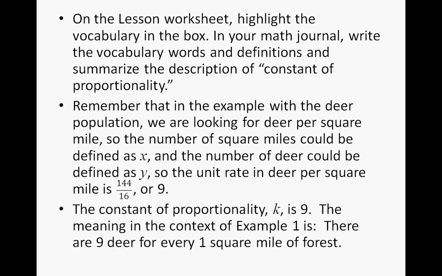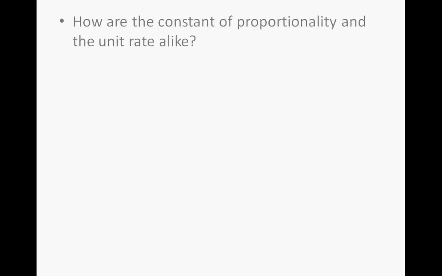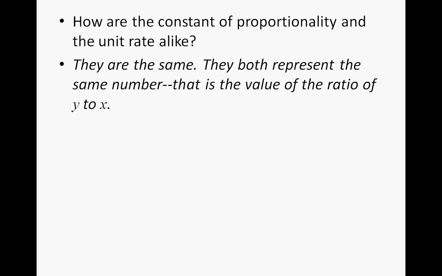So the constant of proportionality, again symbolized by k, is 9. The meaning in the context of example 1 is there are 9 deer for every 1 square mile of forest. So how are the constant of proportionality and the unit rate alike? Well, they're the same. They both represent the same ratio, or the same number, that is the value of the ratio of Y to X. And in this case, again, the number of deer per square mile. We don't want to know how many square miles there are for deer. We want to know how many deer there are for square miles.